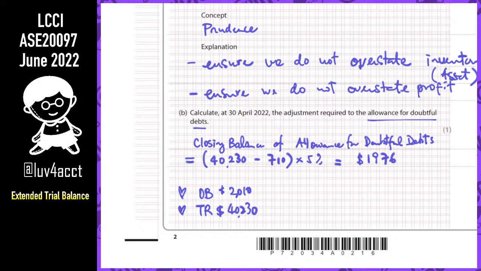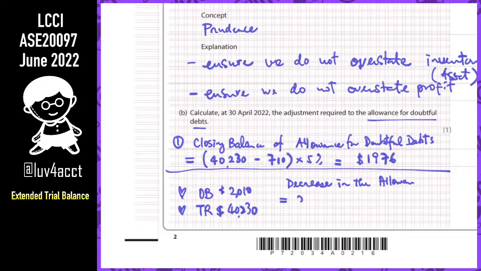1976. Okay, and then the next step, we have the opening balance being larger than the closing balance. So there will be a decrease in the allowance, being 2010 minus this amount, 1976, being 34. Decrease.